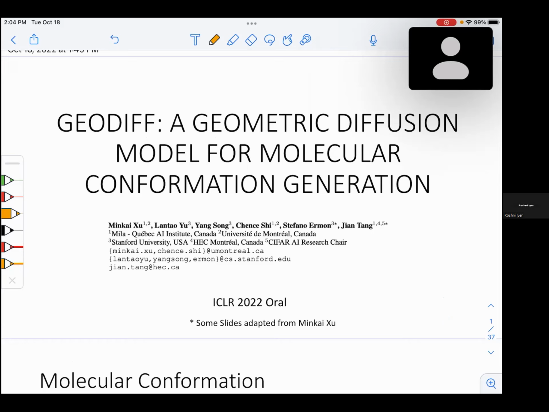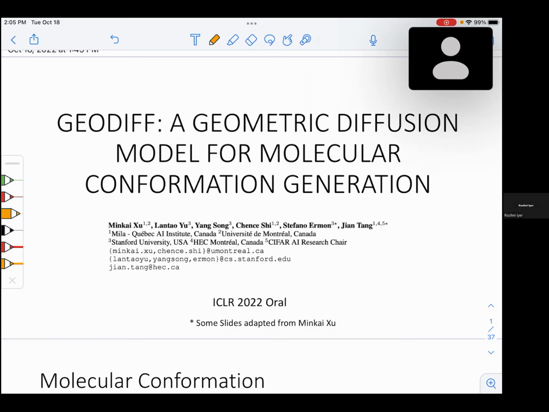Based on our current progress, especially the content covered by Zneo last Thursday, I think it's the right time for me to bring this paper, which can be seen as a combination of diffusion models with graphs, to observe more about it. The paper is titled GeoDiffusion, a geometric diffusion model for molecular conformation generation.